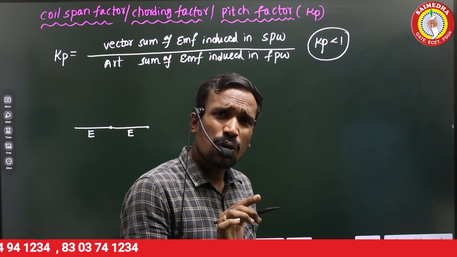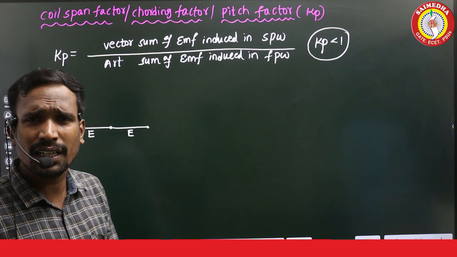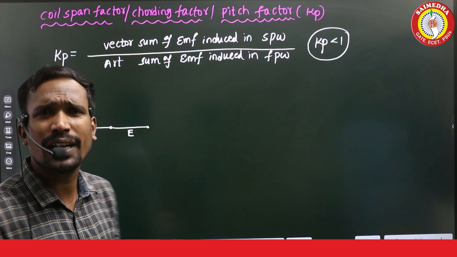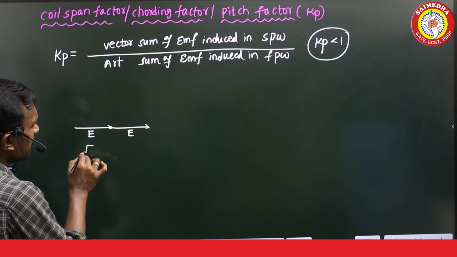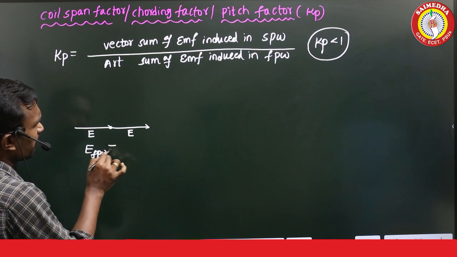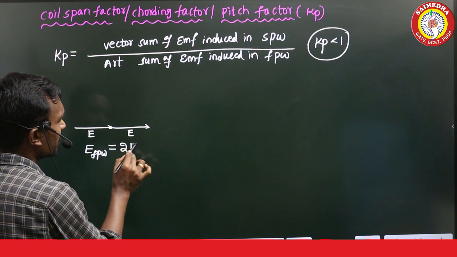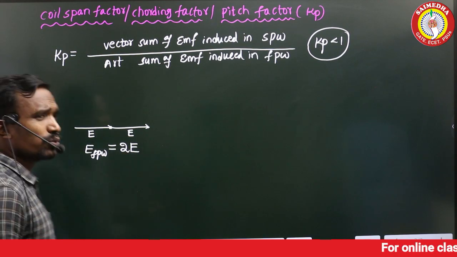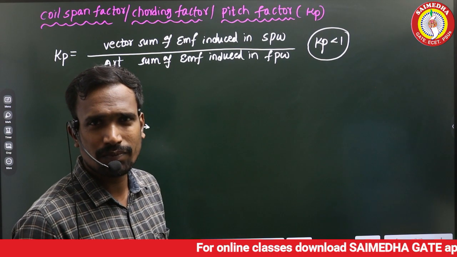We need to take a vector sum or arithmetic sum. When they are in phase with each other, the arithmetic sum is enough. Yes or no, guys? So let's see what the arithmetic sum is. The resultant EMF in full pitch winding is equal to E plus E, which is equal to 2E. This is the EMF induced in the full pitch winding coils.